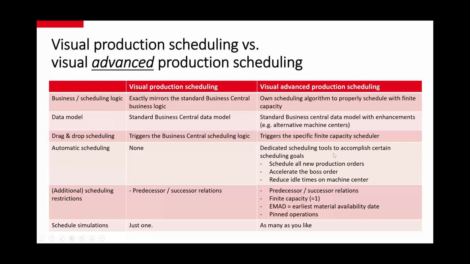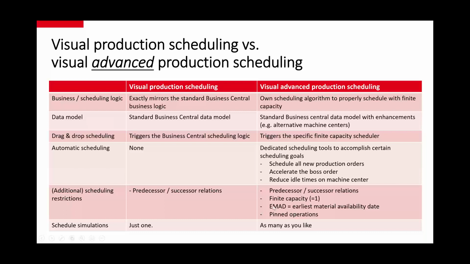And with having a finite capacity scheduler in place, we can also implement additional scheduling restrictions other than predecessor-successor relations, as we saw in the VPS. Of course, we take this into account. However, now we also schedule with finite capacity, and the finite capacity that we schedule with right now on machine center level is a finite capacity of 1. We will change this going forward, maybe beginning of next year, so that we can also schedule with finite capacity that is larger than 1. But for the time being, we automatically assume that you have a finite capacity of 1.